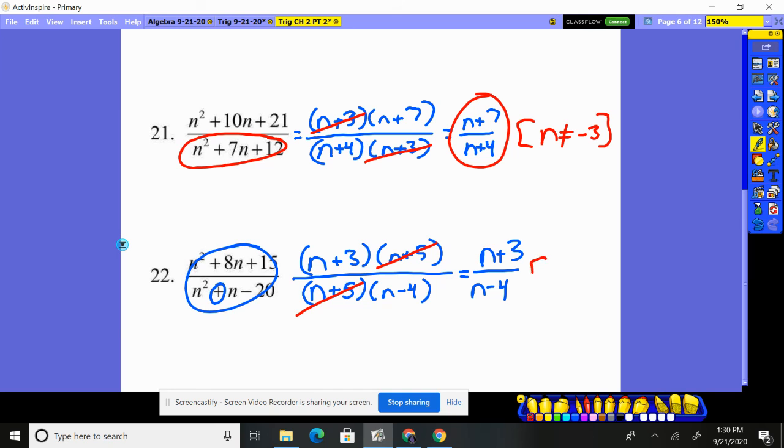But what is our restriction? We cross this out, n plus 5. N was not able to be a negative 5. It would have created a 0 there. There we have them.